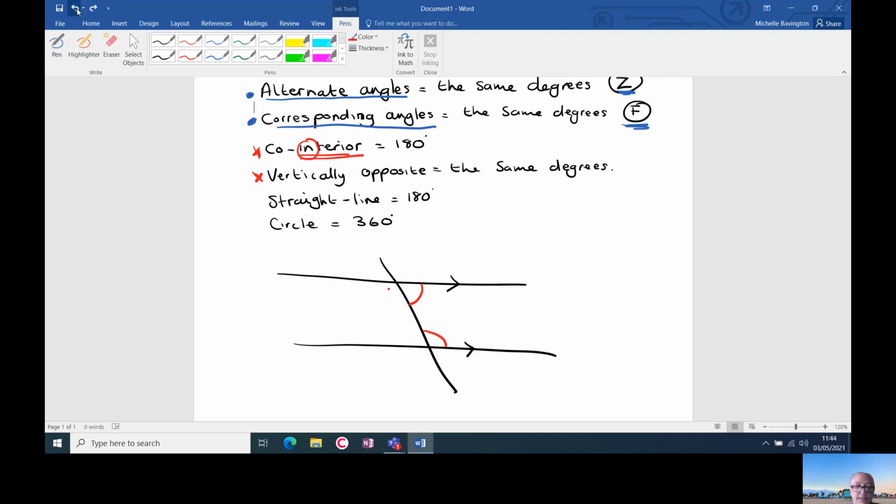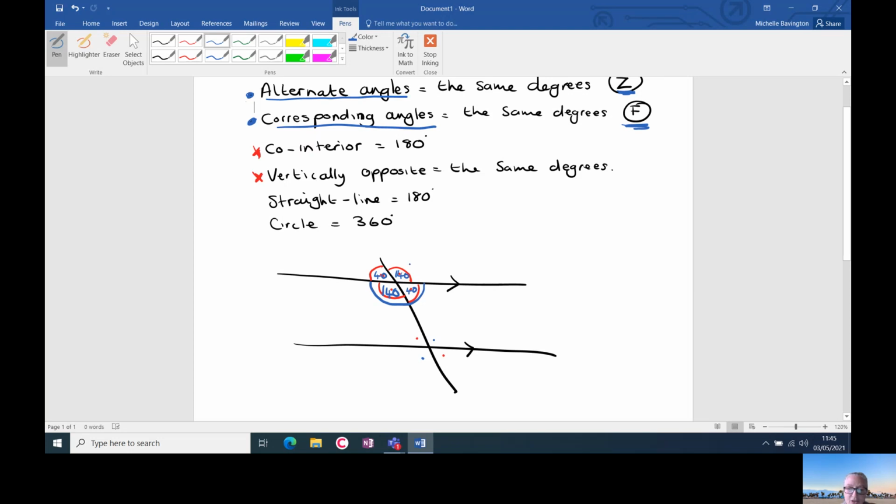Vertically opposite, I think it's one of the easiest. I like vertically opposite. Vertically opposite is here: opposite each other. This and this, opposite, opposite. And they will be the same degrees. So if that was 40, that will be 40. Straight line, that must be 140. So that must be 140.